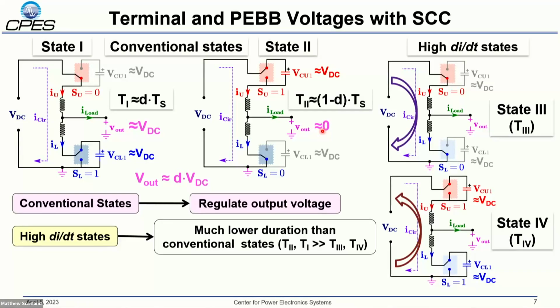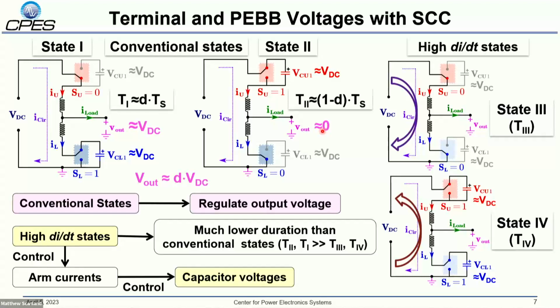Moreover, as I mentioned, there are two high di by dt states which have much lower duration. These are more of a transition states, and it will become much more clear in the next slide. And these high di by dt states actually control your arm current, because you control di by dt, you control current transition from one value to other. And you'll realize that arm current is the only thing going to the capacitors themselves. So as long as you control the arm current and regulate it well enough, you control the capacitor voltage. So in a sense, you can use these high di by dt states to regulate the capacitor voltages themselves.